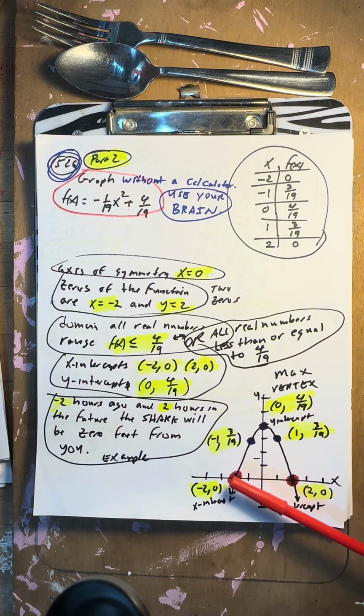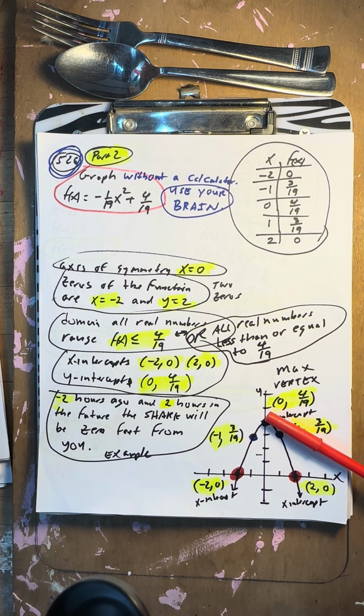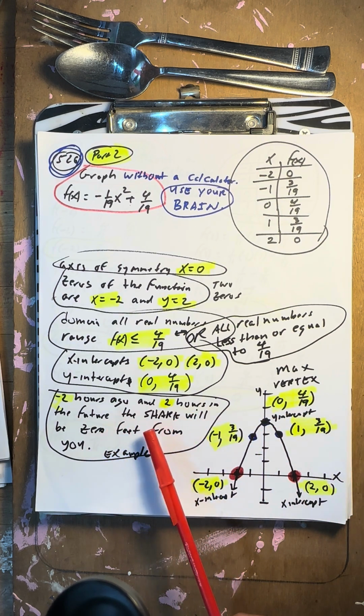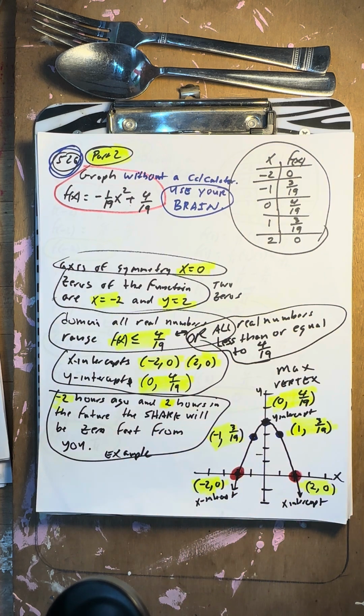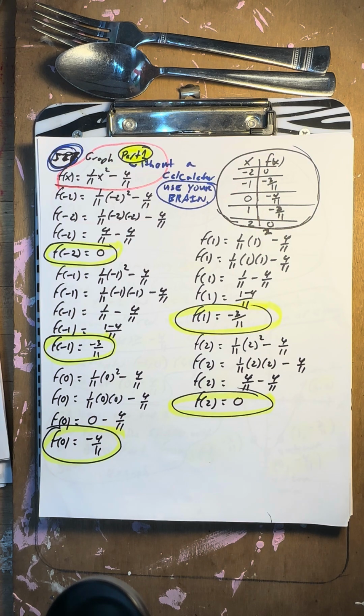Negative 2, 0 and 2, 0 are the x-intercepts. The y-intercept is 0 and up 4 19ths. So negative 2 hours ago, and 2 hours in the future, the shark will be 0 feet from you. Think like that. Right there, 0 feet from you.